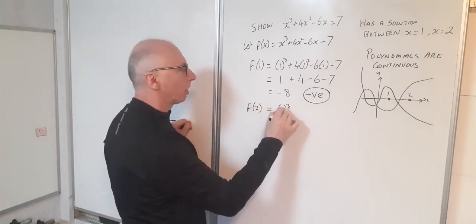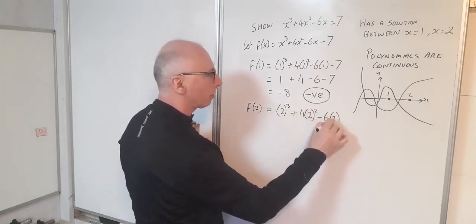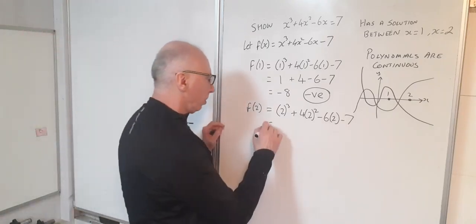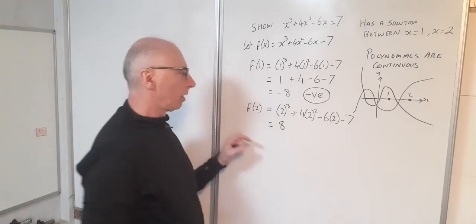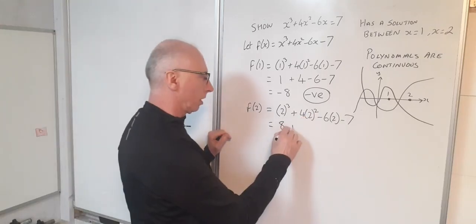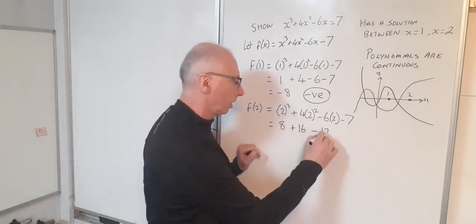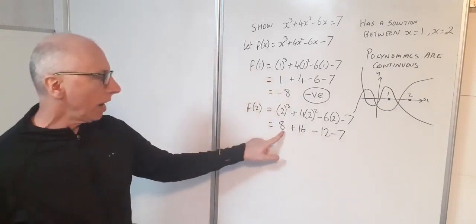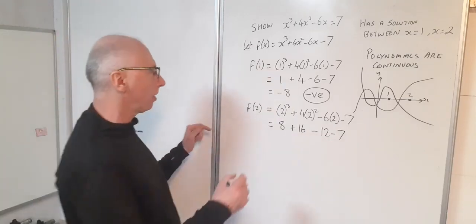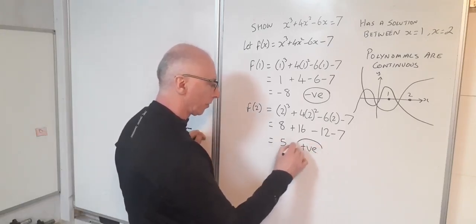So now we've got 2 cubed plus 4 times 2 squared minus 6 times 2 minus 7. So what do we got? 2 cubed, 2 times 2 times 2 is 8. 2 times 2 is 4. Times 4 is 16. Now this is looking good. 6 times 2 is 12. And take 7. So we've got 8 and 16 is 24. Minus 12 is 12. Minus 7 is 5. So that equals 5, which is positive.